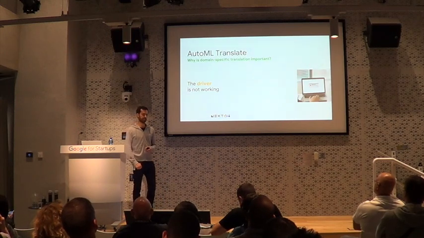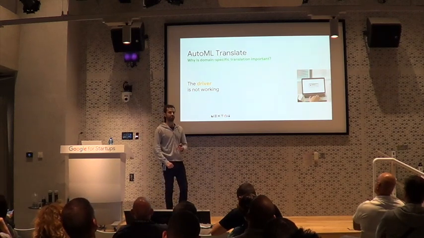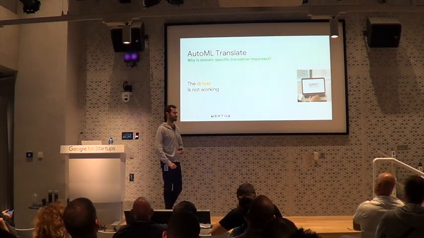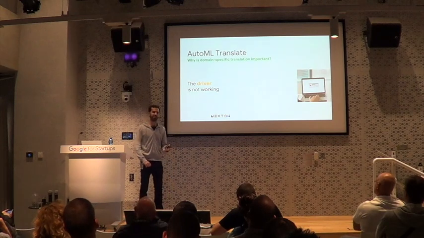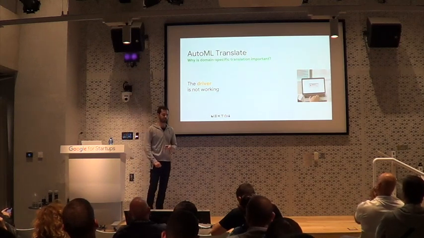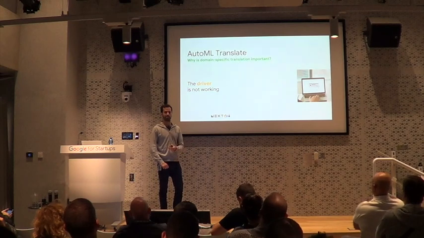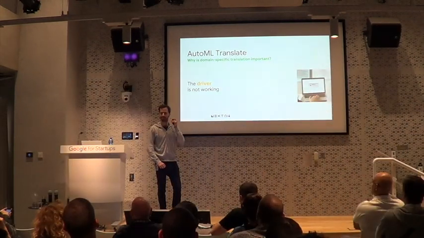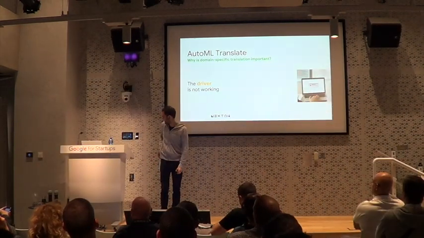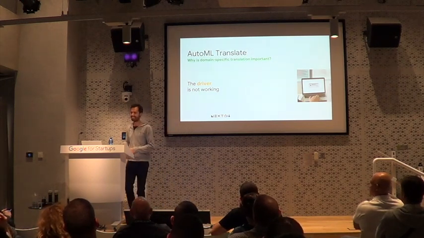And the final one is AutoML Translate. So this is where you've got domain-specific translations, not languages, because we've already got the Translate API for that, which covers a good range of languages. But if you have specific domains where you want to apply knowledge, this is where you'd use it. So take, for example, the driver is not working. That could mean a lot of things. Depends on the context.